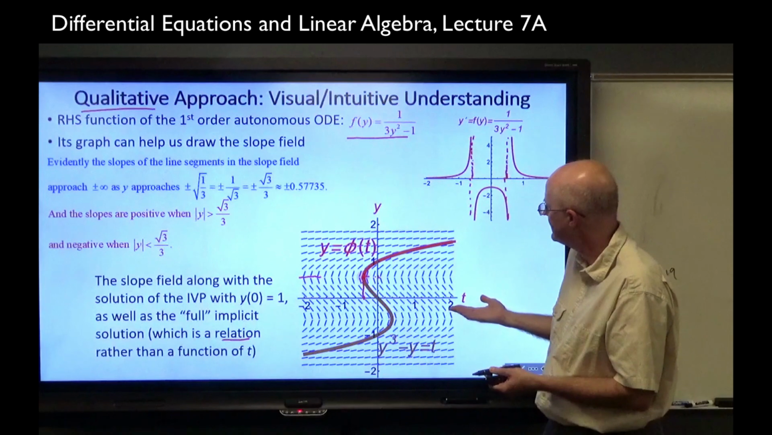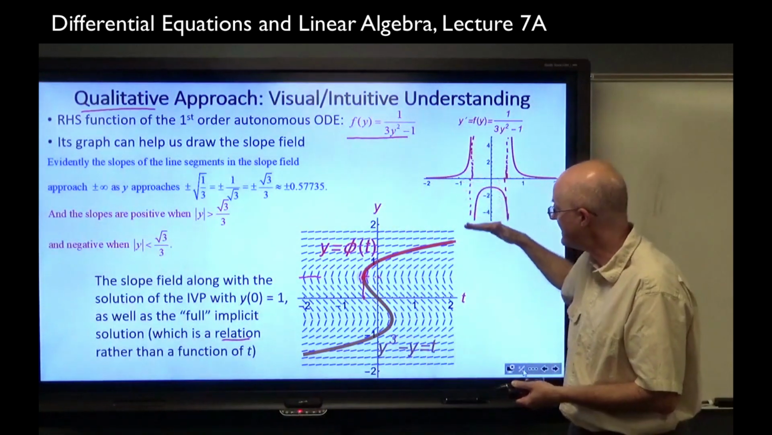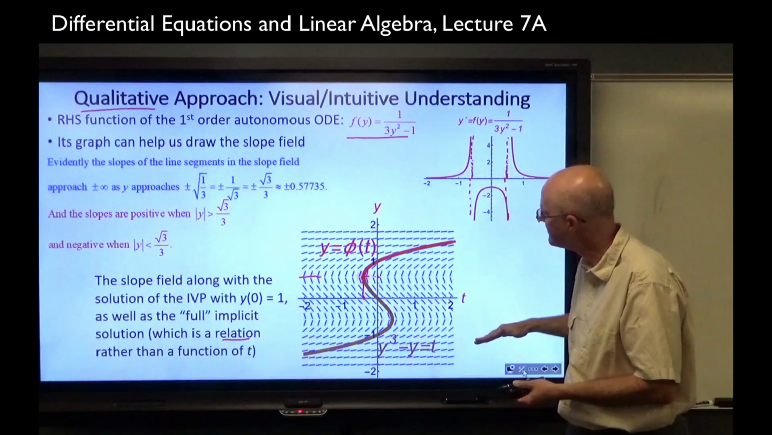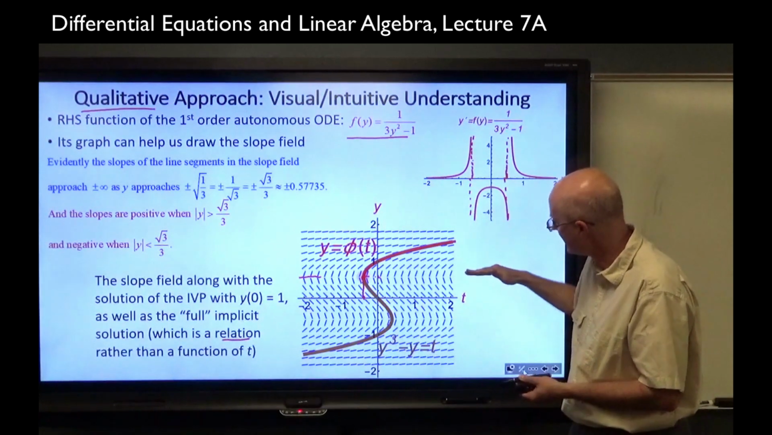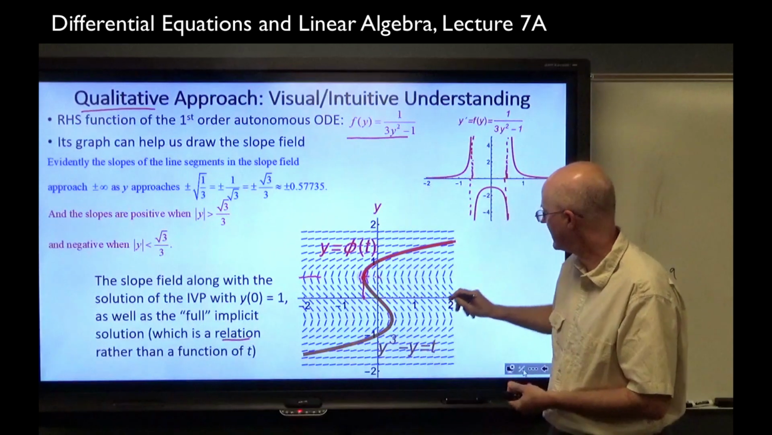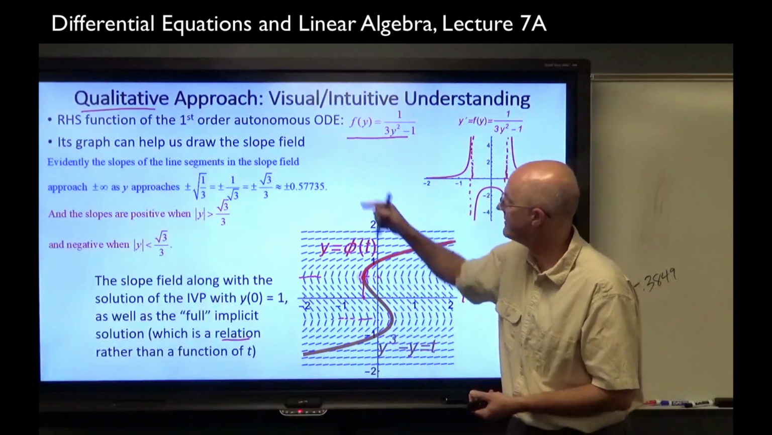You can see it. This is an autonomous equation. The slope field does depend only on y, not t. Along any horizontal line, the slopes have the same slope. And yes, they are approaching infinity along this horizontal line and along a horizontal line right about here at negative 0.57735.